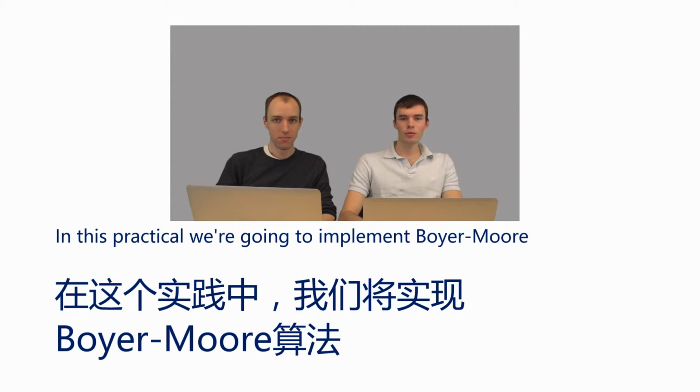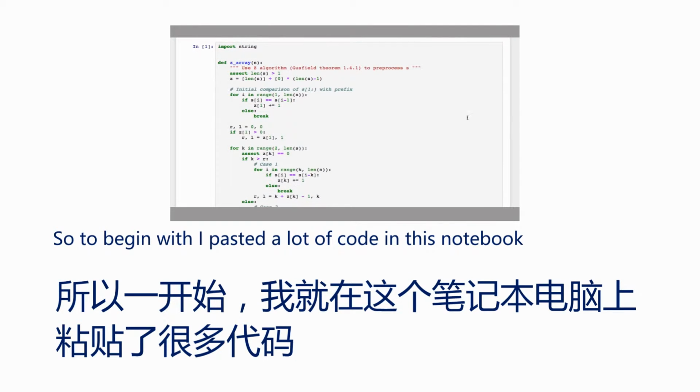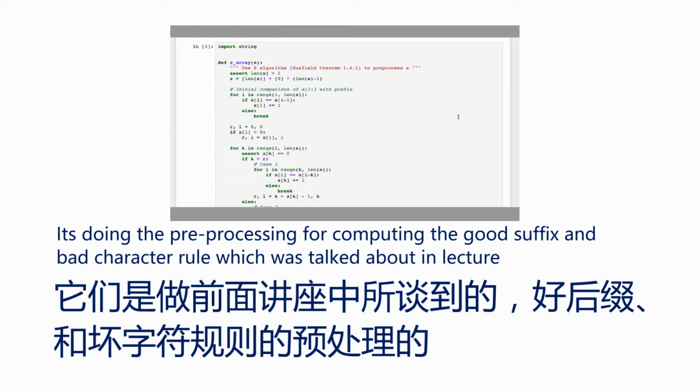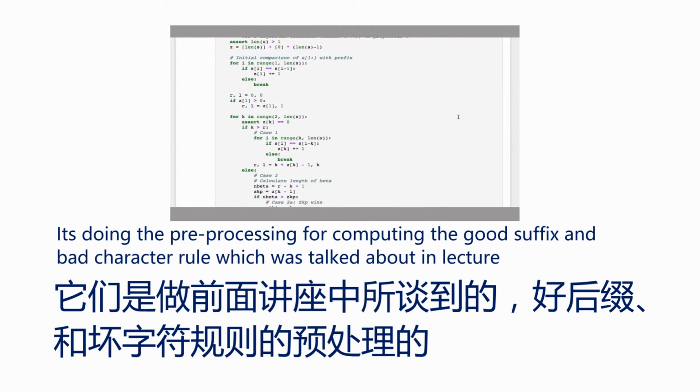In this practical, we're going to implement Boyer-Moore. To begin with, I've pasted a lot of code in this notebook. Most of it you don't have to worry about. It's doing the pre-processing for computing the good suffix and bad character rule, which was talked about in lecture.